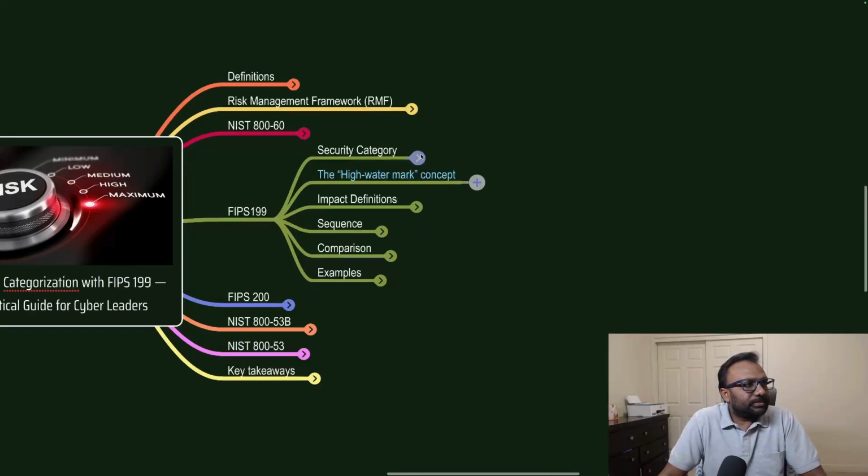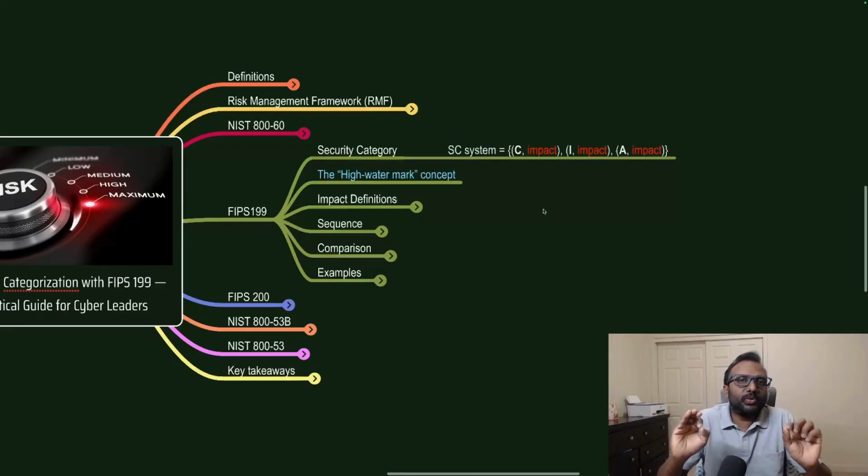When it comes to FIPS 199, the security category. Okay, this is the core of the FIPS 199 document. Security category of a system is confidentiality and its impact, integrity and its impact, availability and its impact.